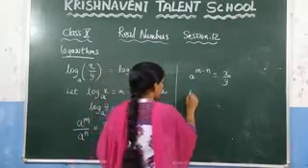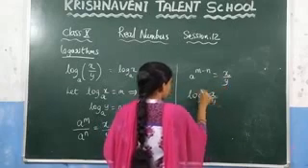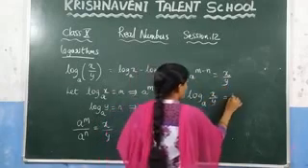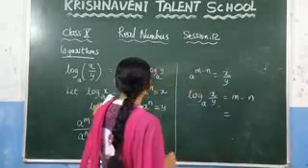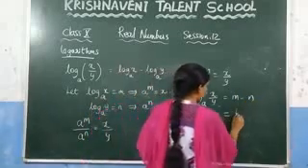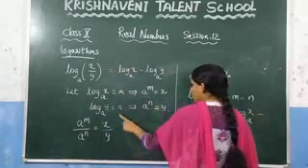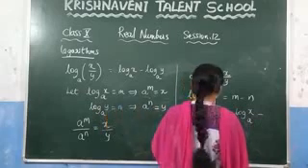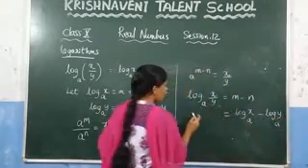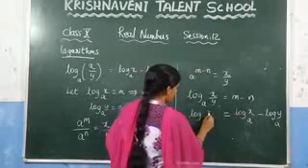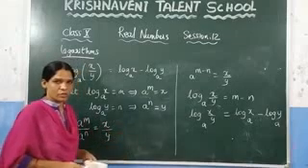How can we write it? We can write it as log x by y to the base a is equal to m minus n. But what is m? It is nothing but log x to the base a. So write it here, log x to the base a. And what is n? It is nothing but log y to the base a. So write it here, log y to the base a. So what is the value of log x by y to the base a? It is nothing but log x to the base a minus log y to the base a.